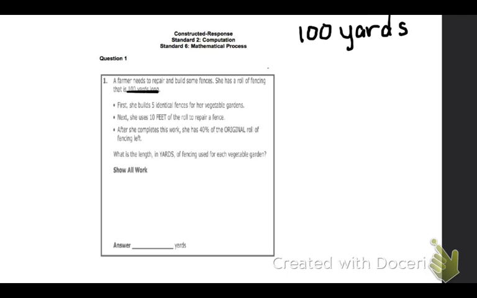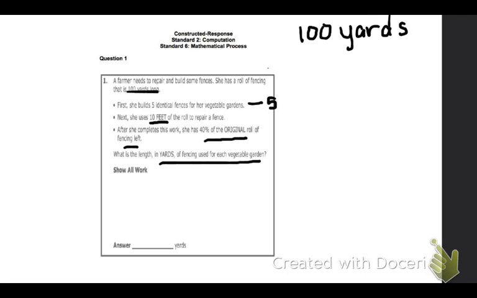First, she builds 5 identical. That's kind of nice. We only have to deal with, we figure out one, we'll have all 5. Next, she uses 10 feet. Okay, so I'm going to grab that word feet there. Gotta be really careful because she is talking in yards and now switches to feet. So be super careful on that and make sure we don't make an error there. After she completes this work, she has 40% of the original roll of fencing left. What is the length in yards of fencing for each garden?